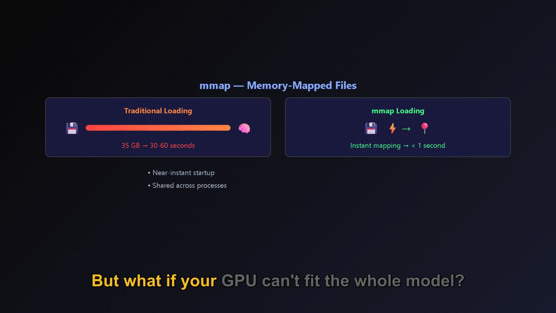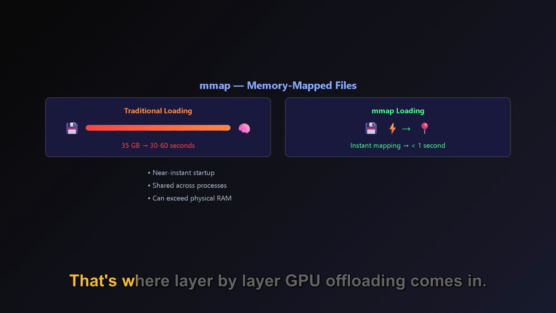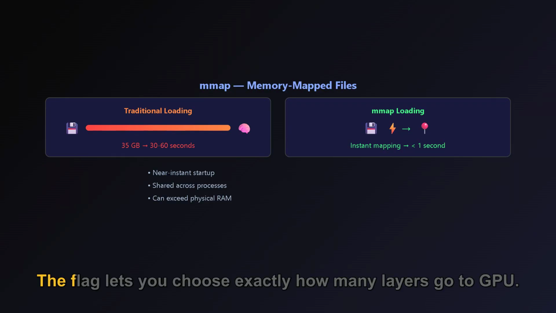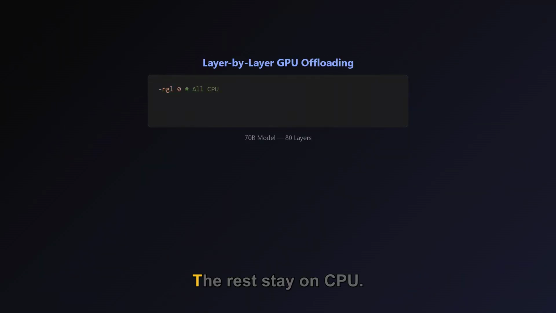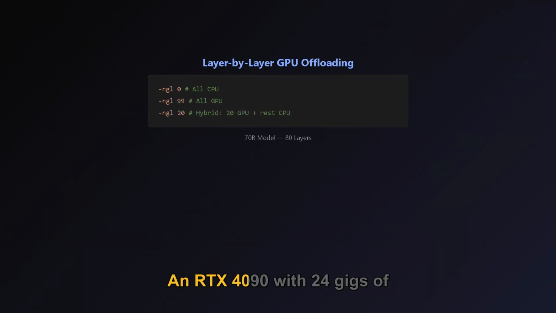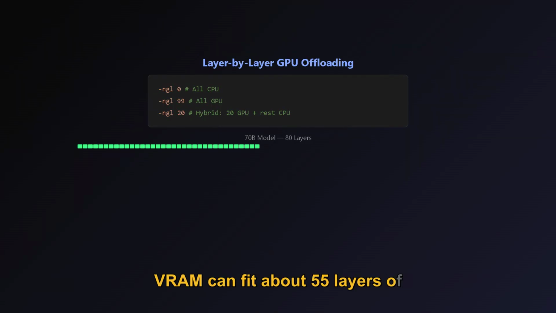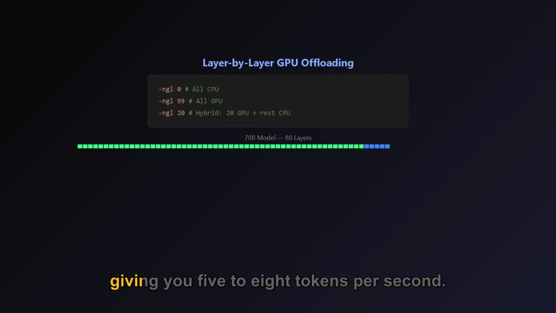But what if your GPU can't fit the whole model? That's where layer-by-layer GPU offloading comes in. The n-gpu-layers flag lets you choose exactly how many layers go to GPU. The rest stay on CPU. An RTX 4090 with 24 gigs of VRAM can fit about 55 layers of a 70B model, giving you 5 to 8 tokens per second.